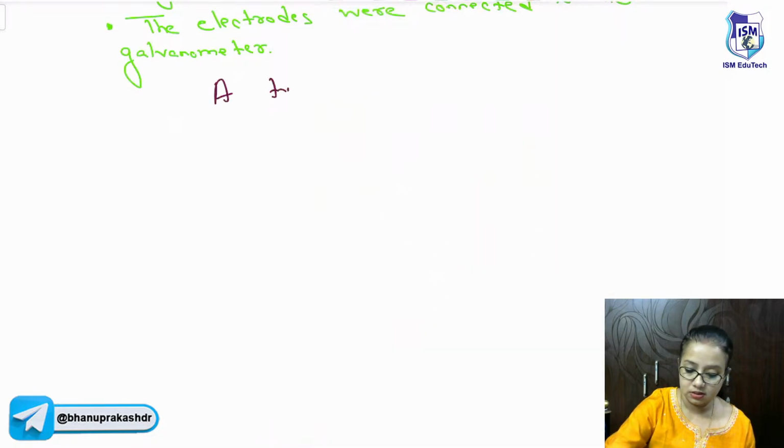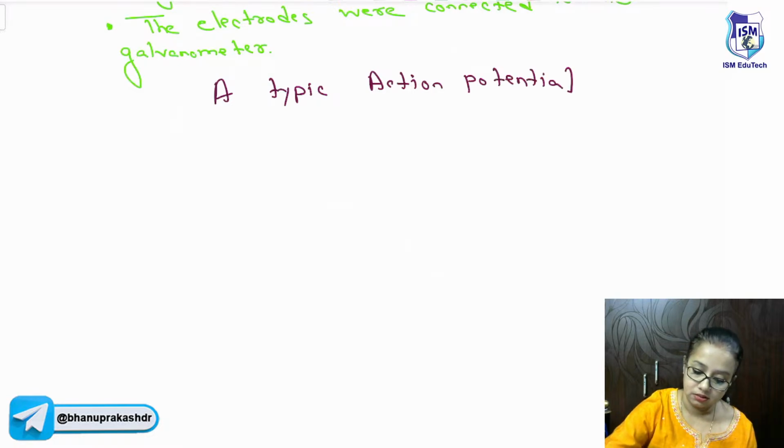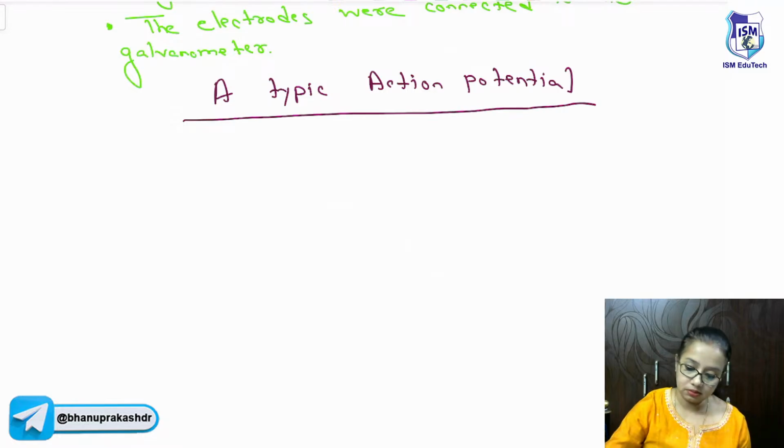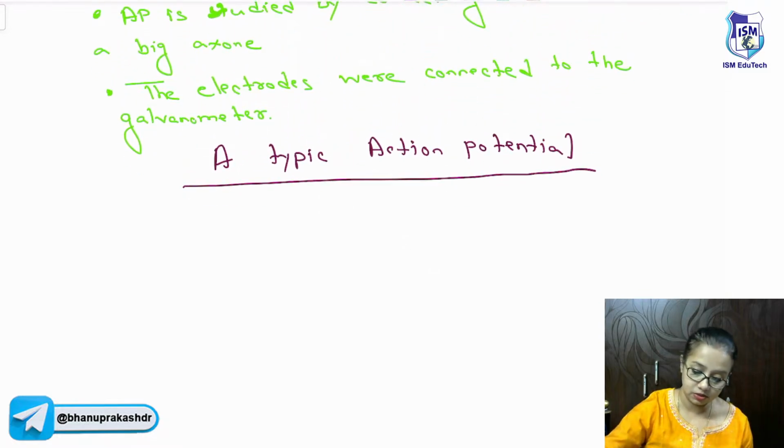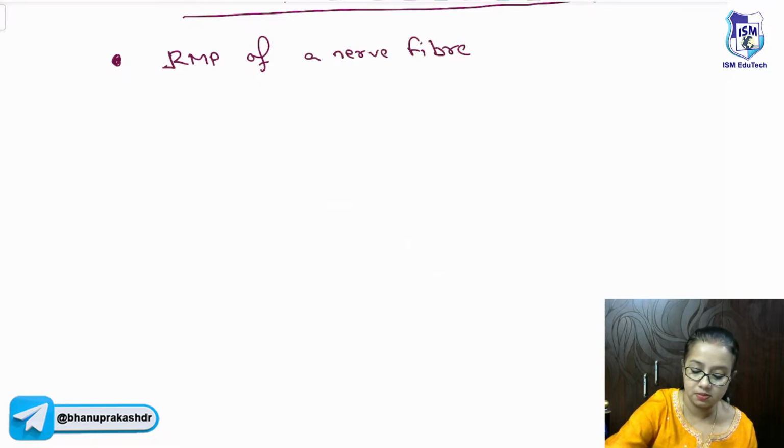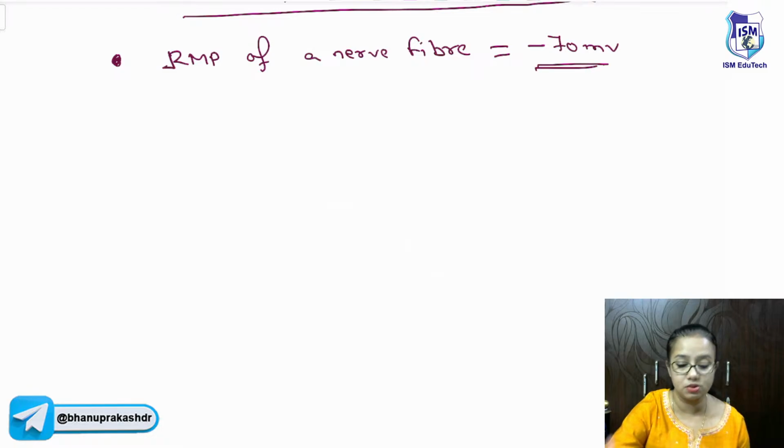A typical action potential. Okay, two points before that, we need to remember the resting membrane potential of a nerve fiber is usually minus 70 millivolts. This is something we have to remember.